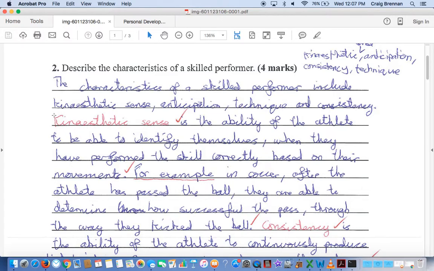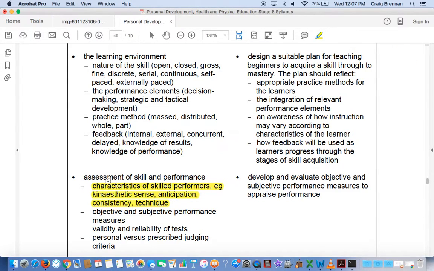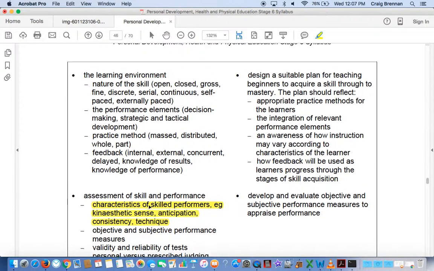The first question I marked was number 2, which said describe the characteristics of a skilled performer, and this was worth 4 marks. Firstly, let's have a look at our syllabus for a skilled performer. You'll notice in our last dot point, assessment of skill and performance, characteristics of skilled performers, for example, kinesthetic sense, anticipation, consistency and technique. So they're the areas that I would have liked to see in your answer.